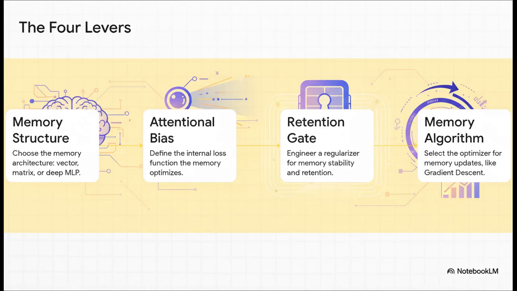So what Miras gives us is a toolkit, 4 distinct levers we can pull when we're designing a new model. First, the memory structure. You can pick a vector, a matrix, maybe a whole MLP. Second, the attentional bias. That's your internal loss function. Third, the retention gate, how you're going to regularize things. And fourth, the memory algorithm, how you're actually going to update the memory, like with GD or momentum. Suddenly, designing an architecture feels less like black magic and more like actual engineering.